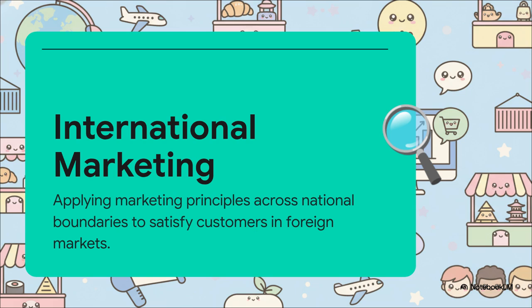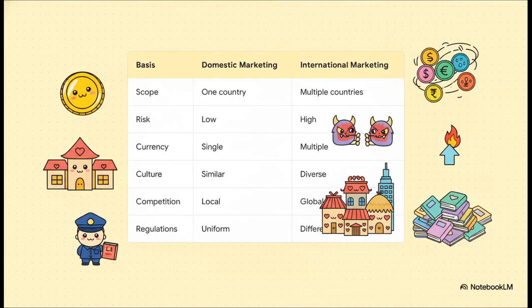The huge difference, the real challenge, is the massively complex new environment you're playing in. And this table right here, it shows you that jump in complexity perfectly. When you're at home, in domestic marketing, it's one country, one currency, a culture you understand, and one set of rules. Simple enough. But the second you go international, boom, you're juggling multiple currencies, wildly different cultures, competitors from all over the world, and this tangled web of different laws. And you can see the risk level just skyrockets.